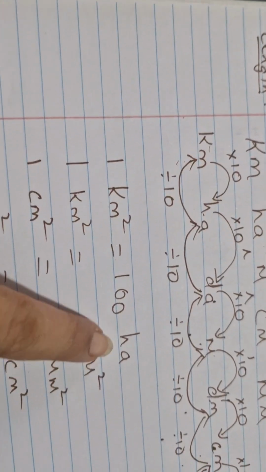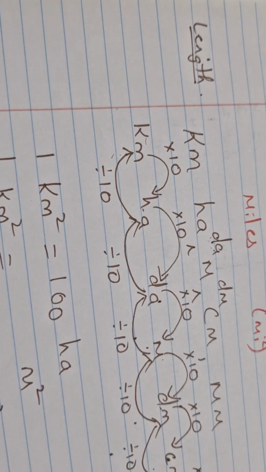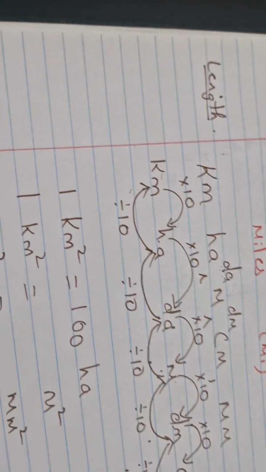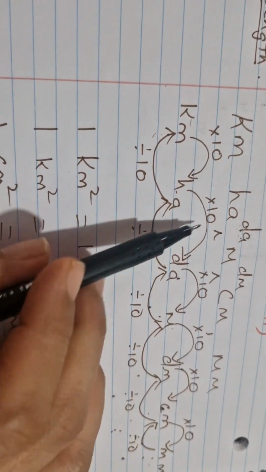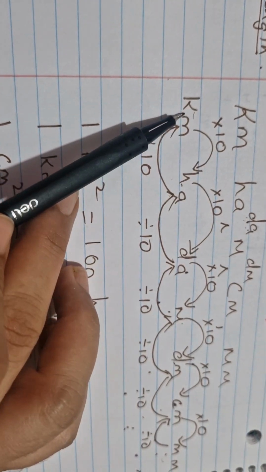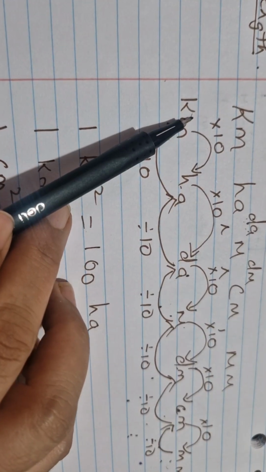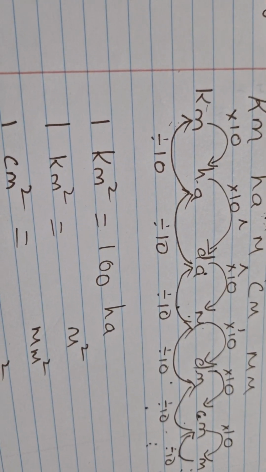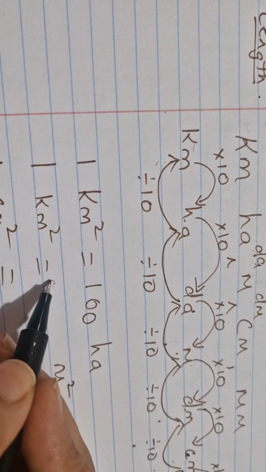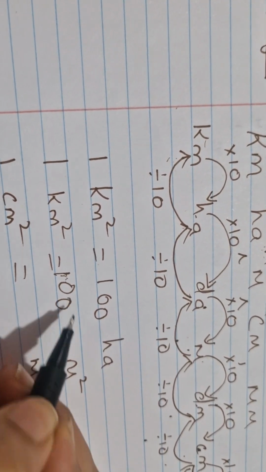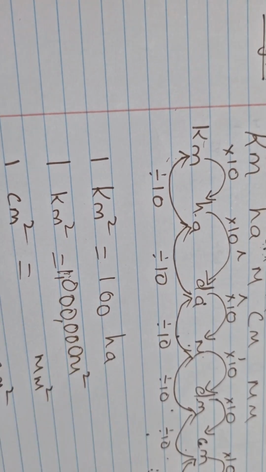Please don't put the square sign for hectares. The hectares we write only as HA. We are not putting a power of 2 on it. Now if I say 1 kilometer square, how many meters square? You know that 1 kilometer is 1000 meters. So 1 kilometer square will be 1000 times 1000. 1000 times 1000 will be 1,000,000, which is 1 with 6 zeros.